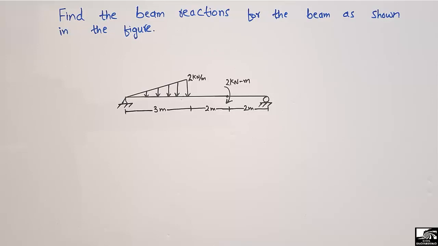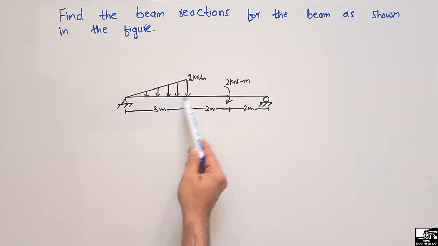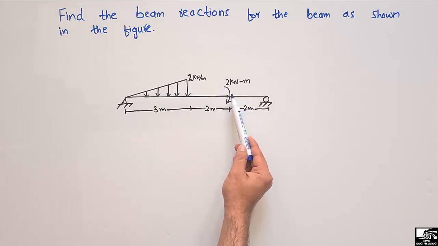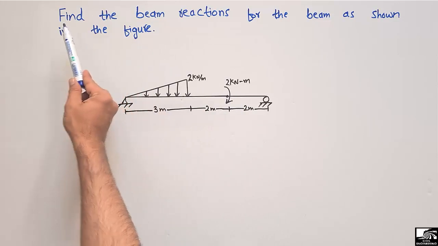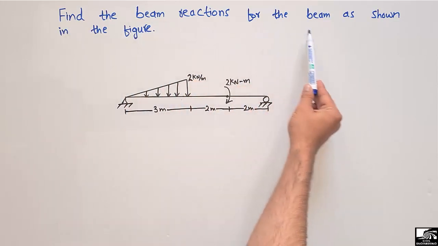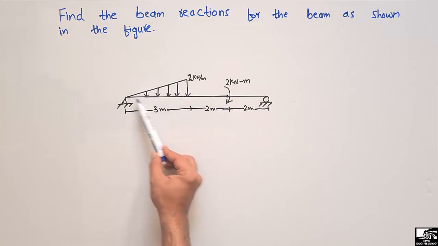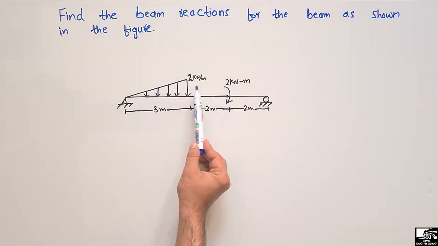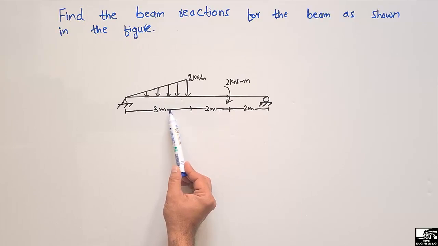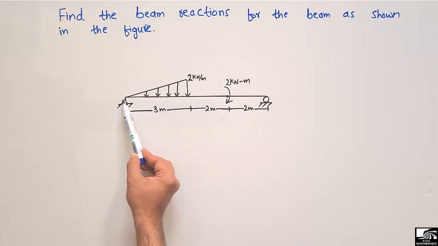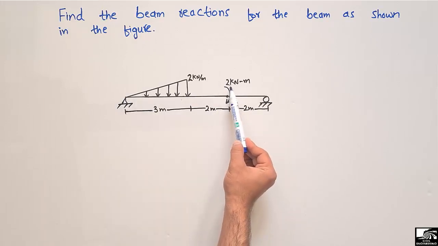In today's lecture, we are going to find out the support reactions for the beam when there is a triangular load acting on the beam and also when there is a moment acting on the beam. So the problem states: find the beam reactions for the beam as shown in the figure. The triangular load is distributed over a length of 3 meter, and the moment is acting at a distance of 5 meter from the left end with a magnitude of 2 kilonewton meter.